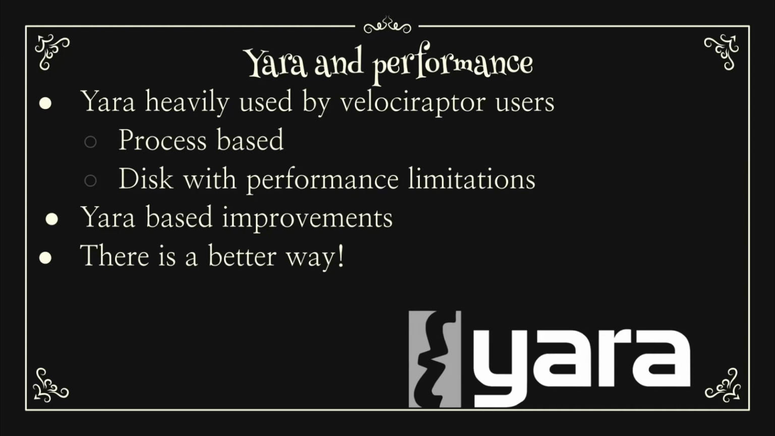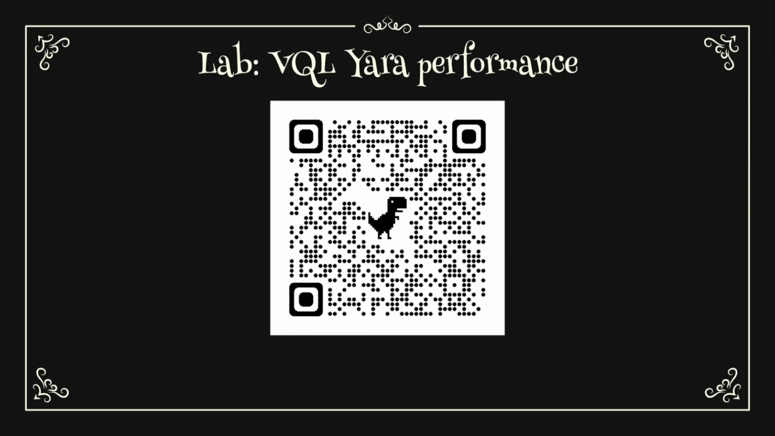There's lots of Yara-based improvements, and I've actually got some links to some of Florian Roth's stuff and a blog post by Hexacorn that will help you write better Yara rules if you need some help there. But again, what I'm going to reiterate here is there is a better way if we can target better and use that concept of pre-filtering: filter out those rows in VQL, in Velociraptor, before you even get to your Yara scanning. That's the ideal state. So the lab next is VQL and Yara performance.